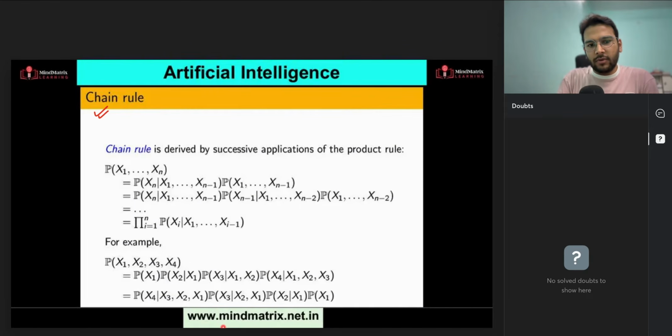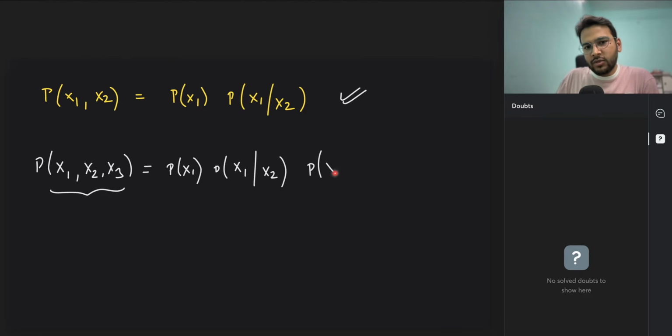So now we can have these two things. So we can write probability of x3 given x1 comma x2, right? And then we can finally have probability of x3. Okay, so let's say we have 3 events only. If we have 3 events only, we can write like this, yes or no?